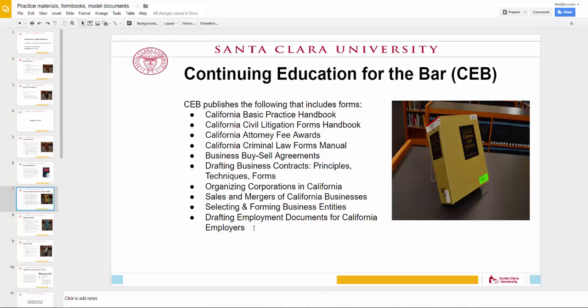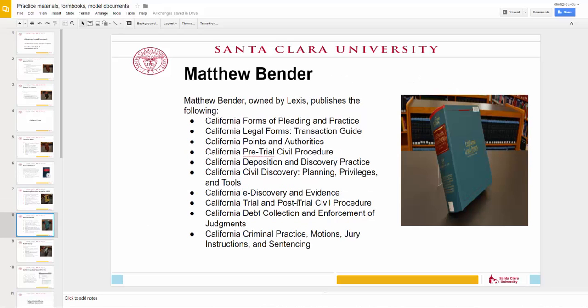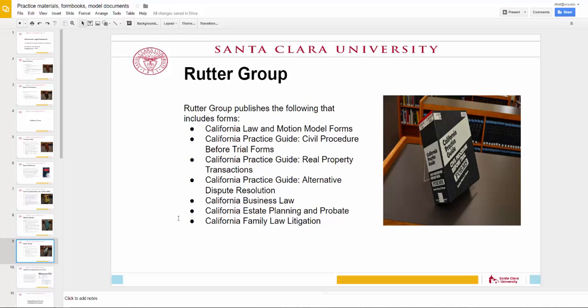They have their own electronic platform. Many law libraries, including large firms, continue to purchase these materials in print. Matthew Bender, available on Lexis, much in the same way as Westlaw has a large library of form books. And then finally, Rutter Group, which is the publisher of practice materials that is available on Westlaw, has a number of forms that are included with their practice sets.